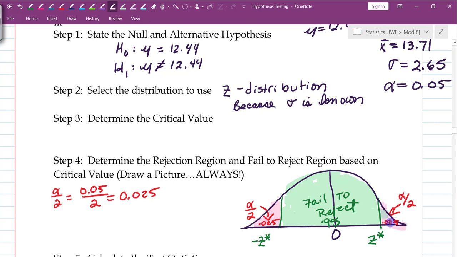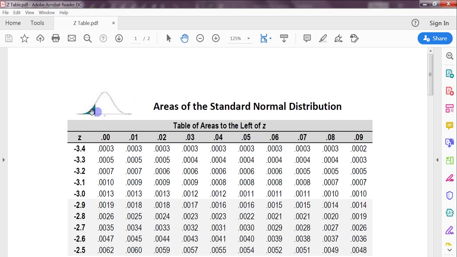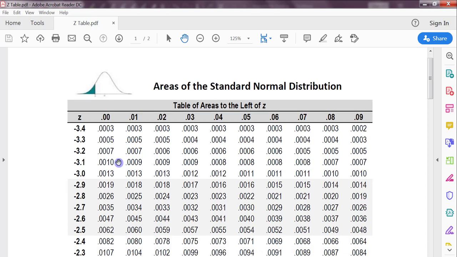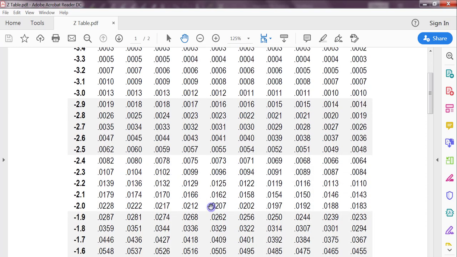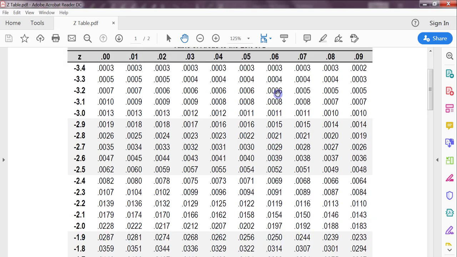All right, what I don't know yet is step 3. That's my z star. So I need to find a z star that corresponds to 0.025 in my standard normal tables. So I brought up my standard normal tables. In my tail over here to the left, I need 0.025. So I'm going to scroll. I'm going to look for 0.025. It's right here, negative 1.96. Okay, so 0.025 right here corresponds with a z value of negative 1.96.